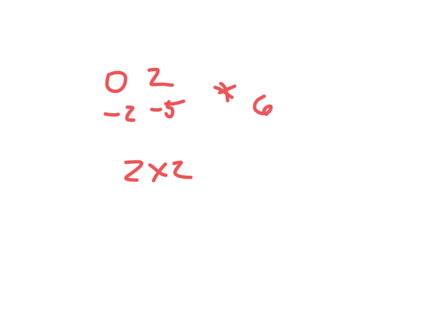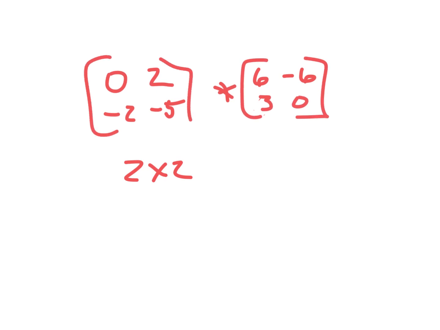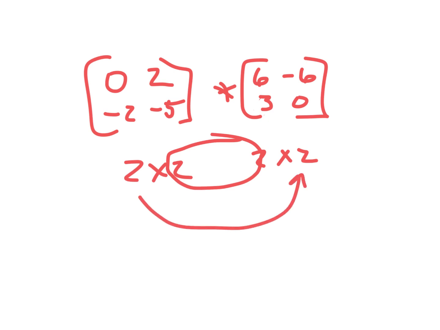They give you 0, 2, -2 and -5, reading left to right. Okay, is that a 2 by 2 matrix? Yeah, I would agree it's a 2 by 2. Okay, then what else? Multiply by another matrix: 6, -6, and then 3 and 0. That's a 2 by 2 matrix also, right? So will this multiply? Yeah, because these match. And what will the answer be? A 2 by 2, because of the outside numbers.